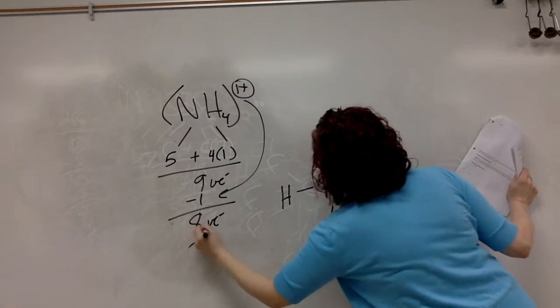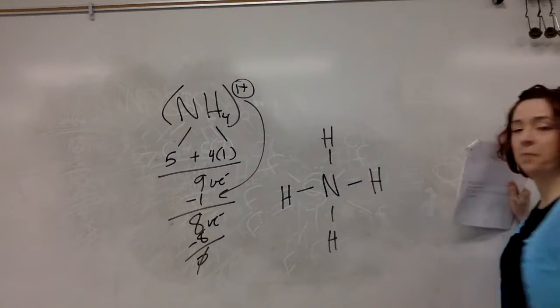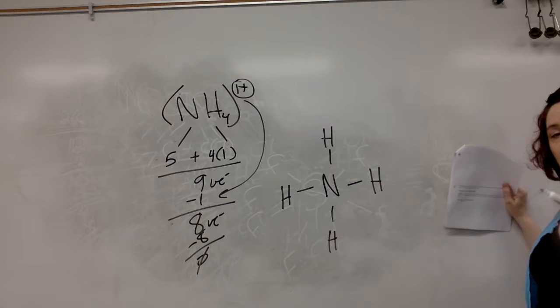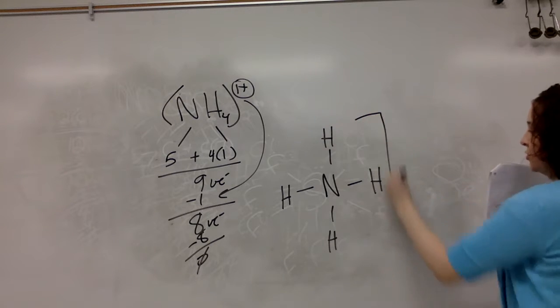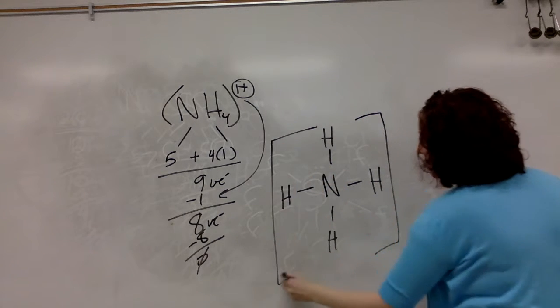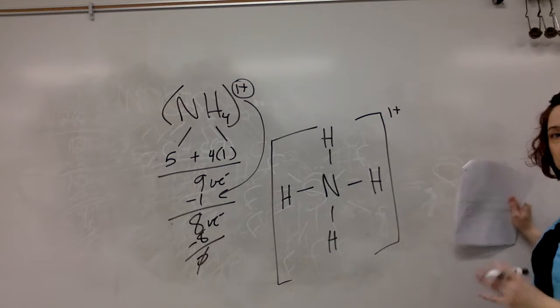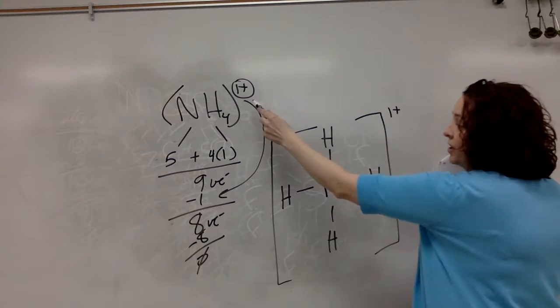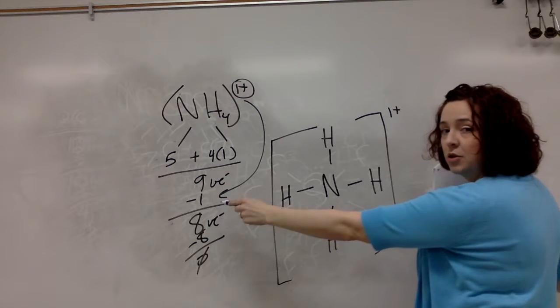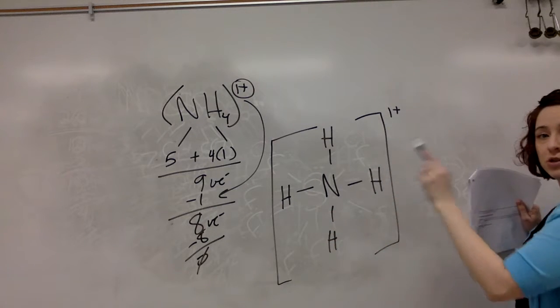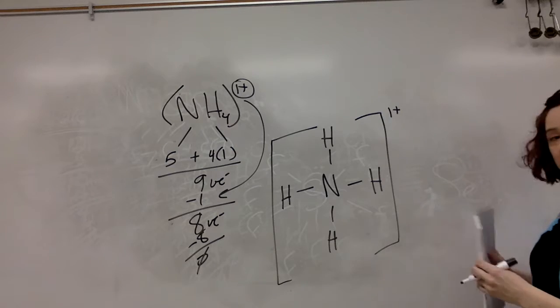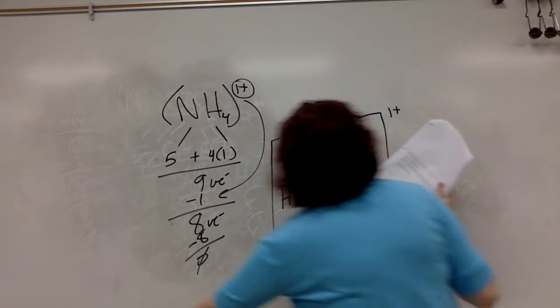Subtract 8. Get 0. Okay? When you do a polyatomic, your Lewis structure, the final picture, has to be in brackets with the charge on the outside. So for polyatomics, you're either going to add or subtract the charge and then put the Lewis structure in brackets with the charge on the outside. Okay, so let's do phosphate.